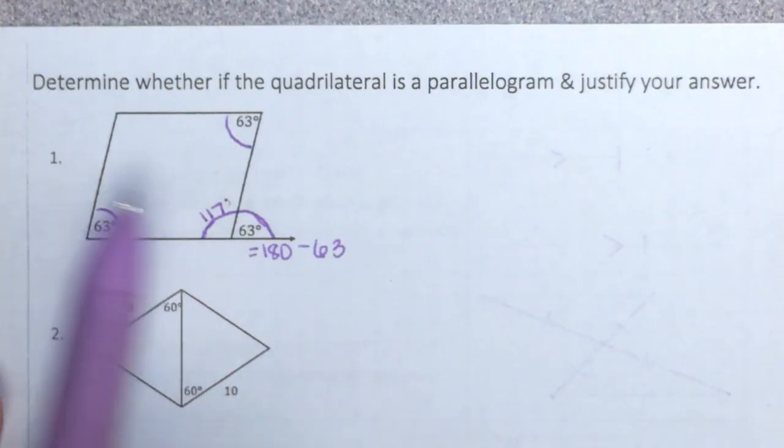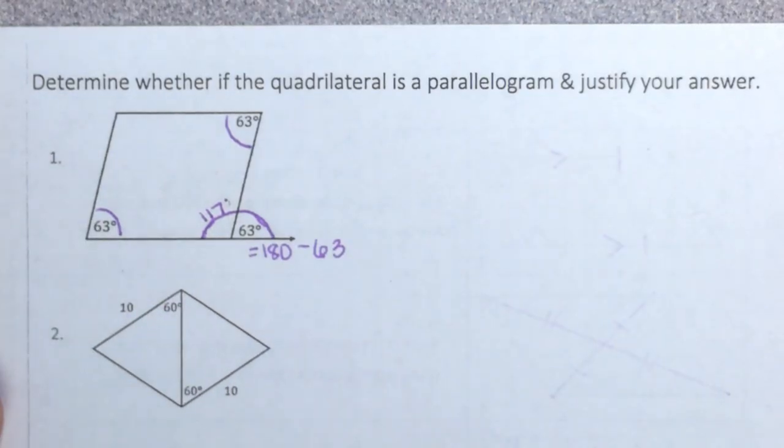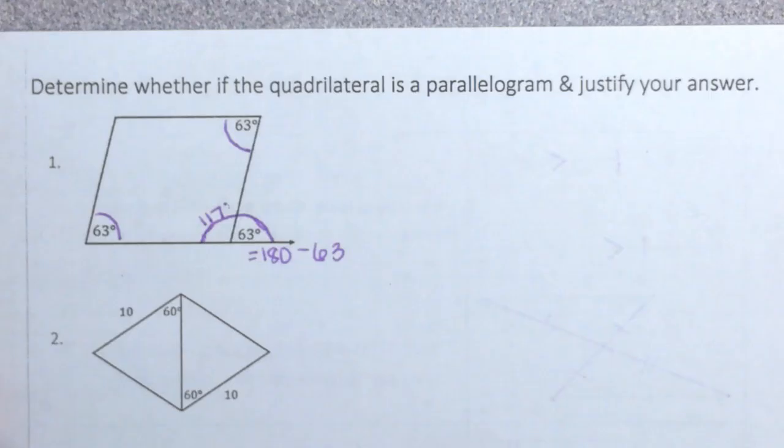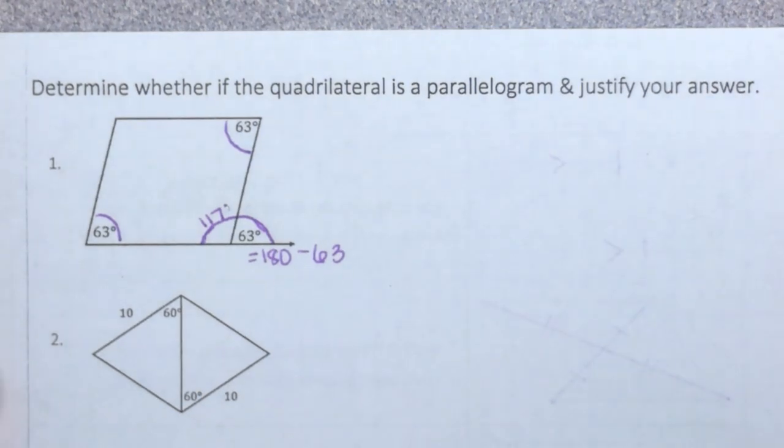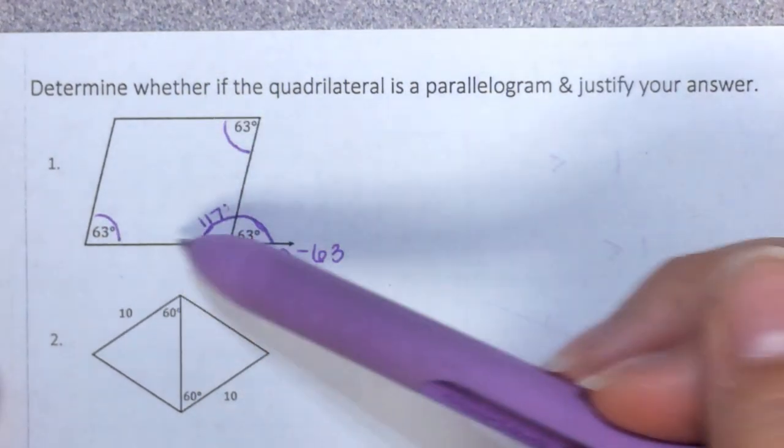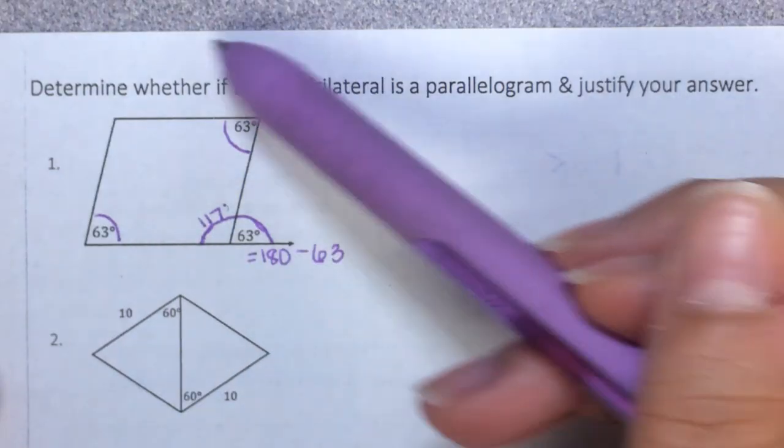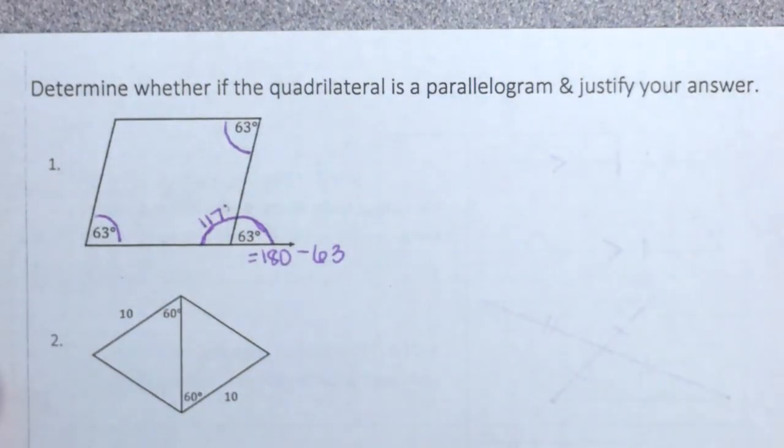Can I just say, hey, this is 117, that's 117? No. Unfortunately, I can't. But what do I know? Don't I know a parallelogram equals 360? All of them do. So what can I do here? I can add them together. So 117 plus 63 plus 63. And then what can I do? Subtract. What is 243 minus 360? It is 117.